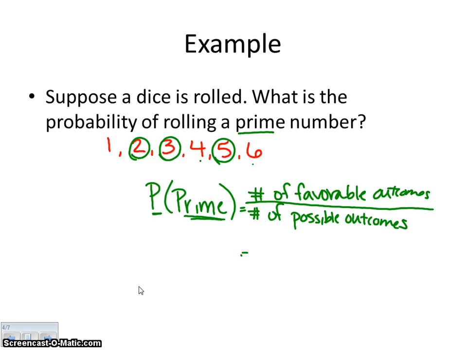All right, and we're going to look at our little bit of data right here. How many of these are going to be our favorable outcome? Well, I could either roll a 2, a 3, or a 5. So that's 3 favorable outcomes out of the number of possible outcomes. Well, there's 1, 2, 3, 4, 5, 6. So this is 3/6. So the probability of rolling a prime number with a die is 3/6, or you always want to reduce, 1/2.